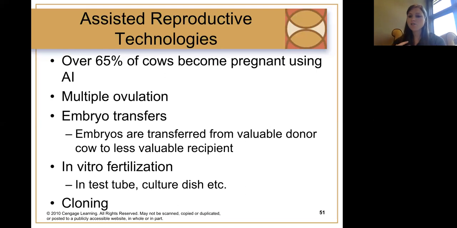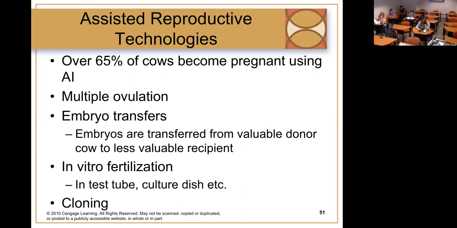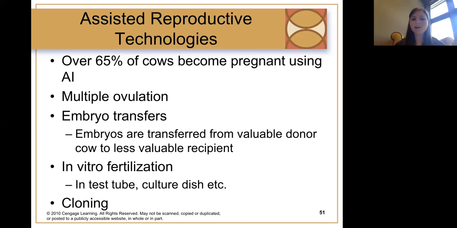And with AI, you can actually order semen from many different companies that will have lots of different bulls to choose from. And so it really helps you tailor your goals for your facility. So multiple ovulation is another thing. The cycle of the cow can be controlled so that they can maybe ovulate more than just one egg at a time. So that would increase your chances of them being pregnant.